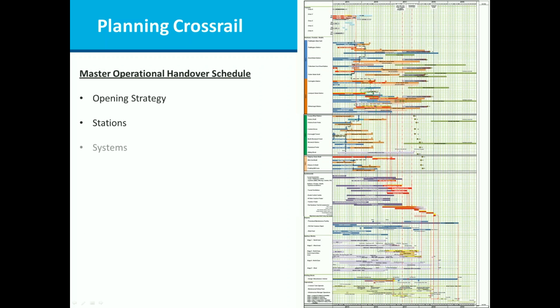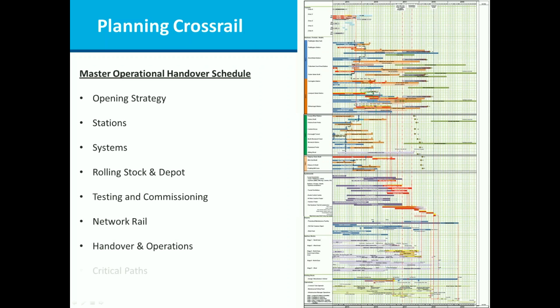So our Master Operational Handover Schedule has various components. We have an opening strategy. Crossrail is not going to all go into operation on one day. There are 5 stages to the opening strategy.